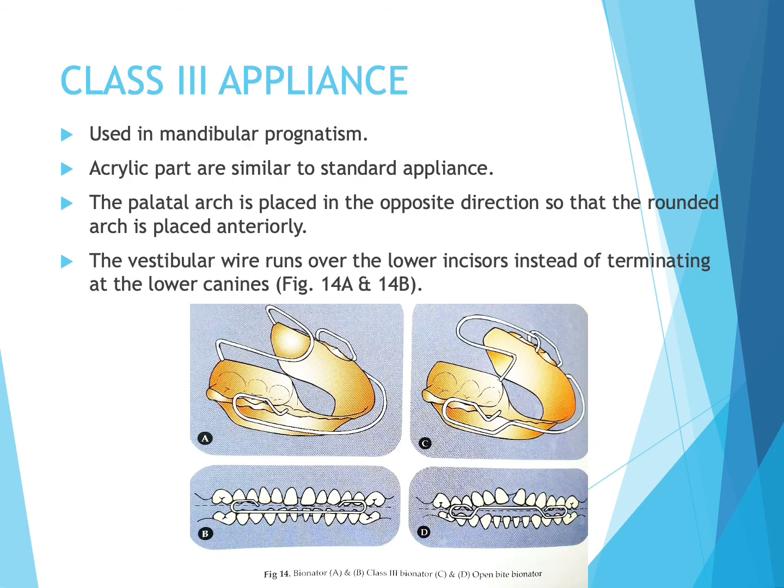This is the second type of Bionator. The class 3 appliance is used in mandibular prognathism. The acrylic parts are similar to the standard appliance. The palatal arch is placed in the opposite direction so that the rounded arch is placed anteriorly. The vestibular wire runs over the lower incisors instead of terminating at the lower canines.